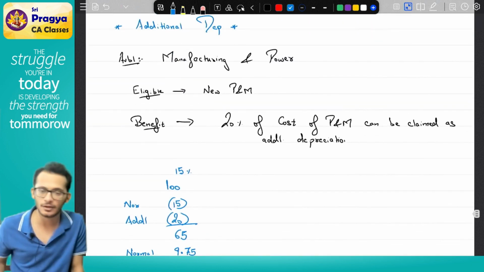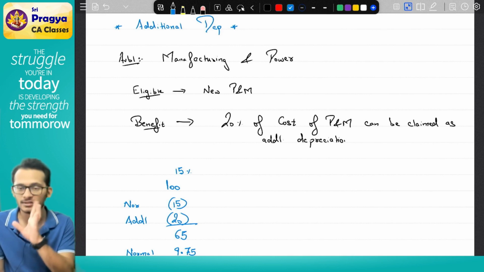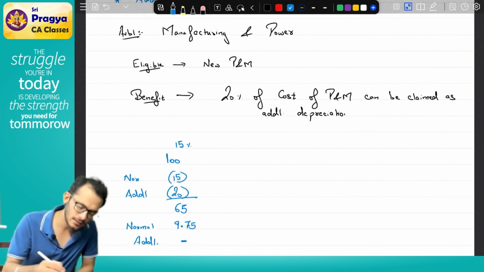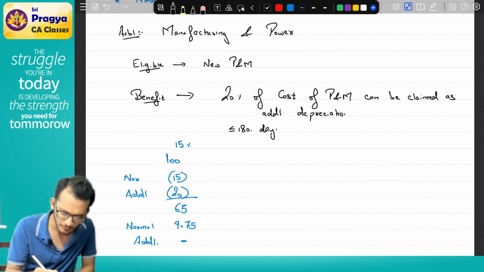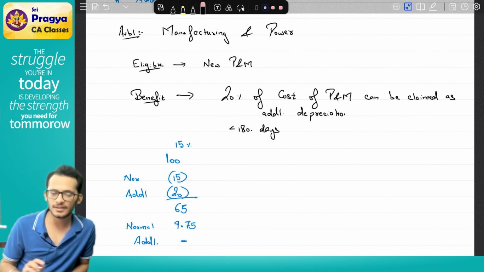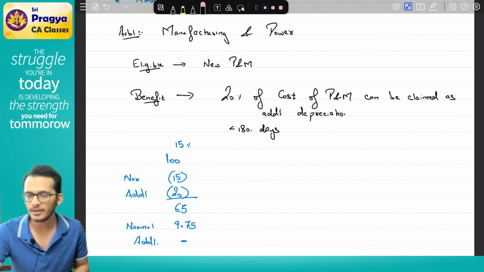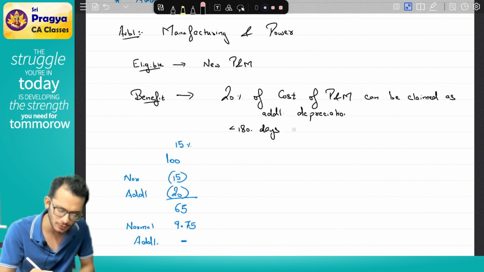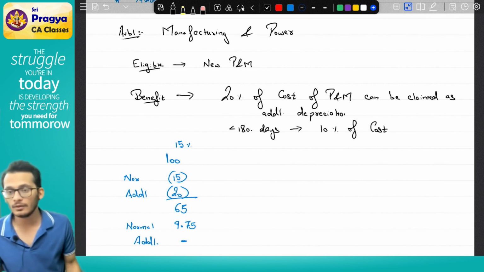So this is what the provision says. You should be in the manufacturing or power sector claiming new plant and machinery. You should get 20% of the cost of the machinery in the first year. But assuming I put the asset to use for less than 180 days, then, as in normal depreciation where you only get 50%, here also if you put the asset to use for less than 180 days, you will only get 10% of the cost.